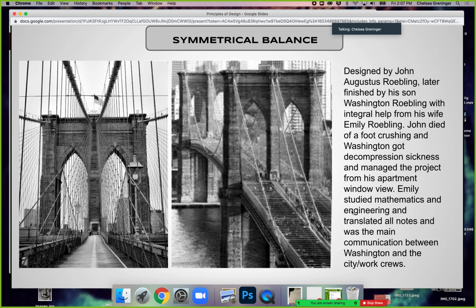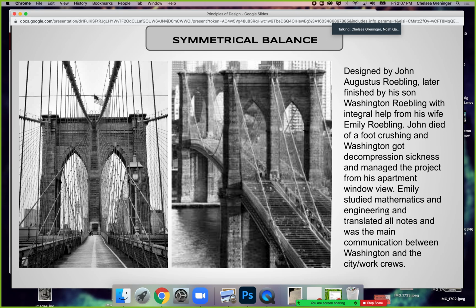I'm not going to dig into the history of this too much because I don't think we have time, but this is a really good example of symmetrical balance in architecture. So why do you think bridges, this is the Brooklyn Bridge in New York City, have to be symmetrically balanced?